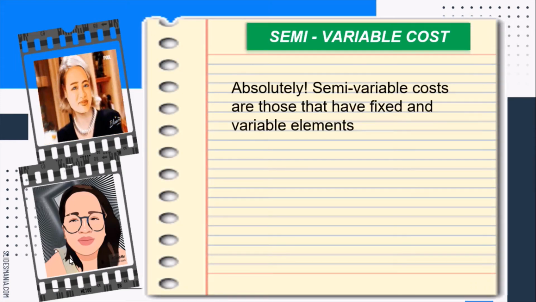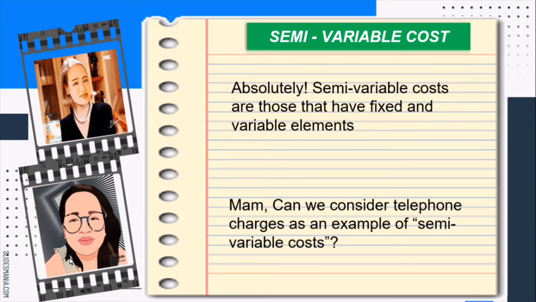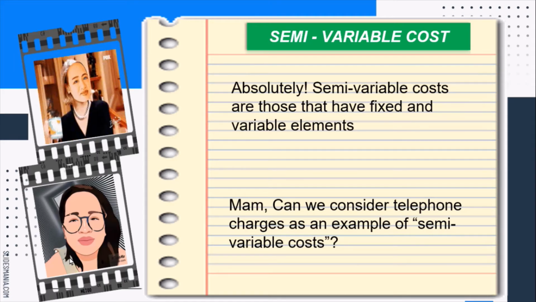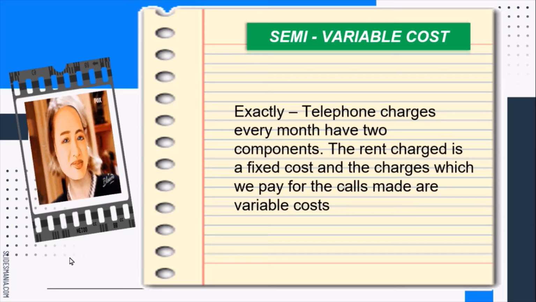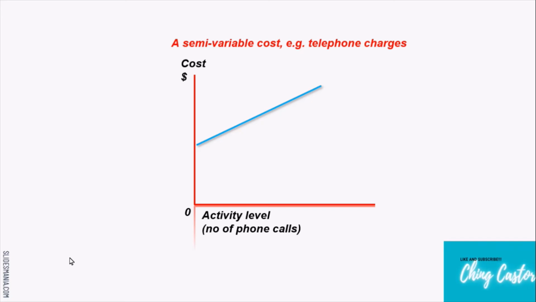Absolutely. When you say semi-variable costs, they are those costs that have fixed and variable elements. Ma'am, can we consider telephone charges as an example of semi-variable cost? Exactly. Telephone charges every month have 2 components. The rent charge is a fixed cost and the charges which we pay for the calls made are variable cost. This is the semi-variable cost example.